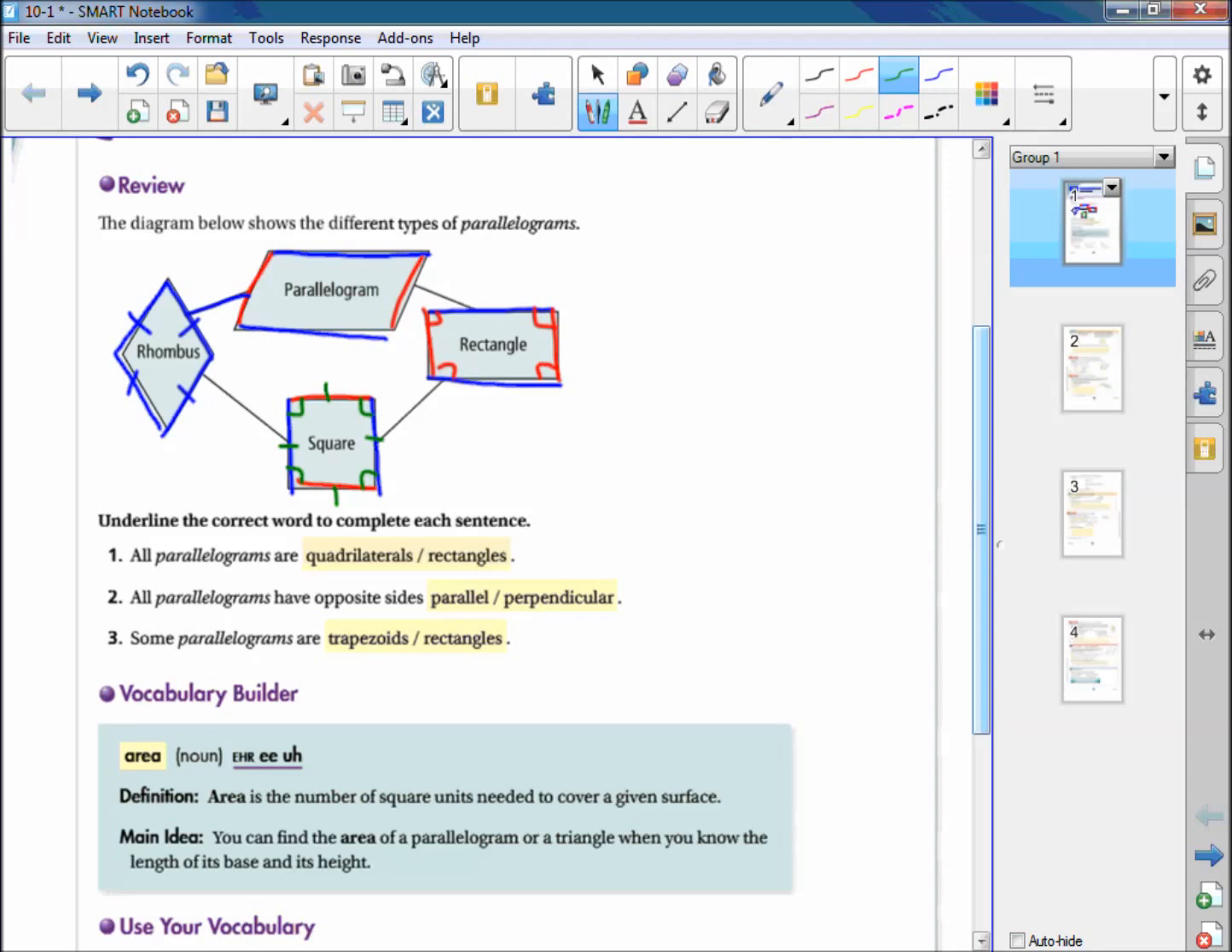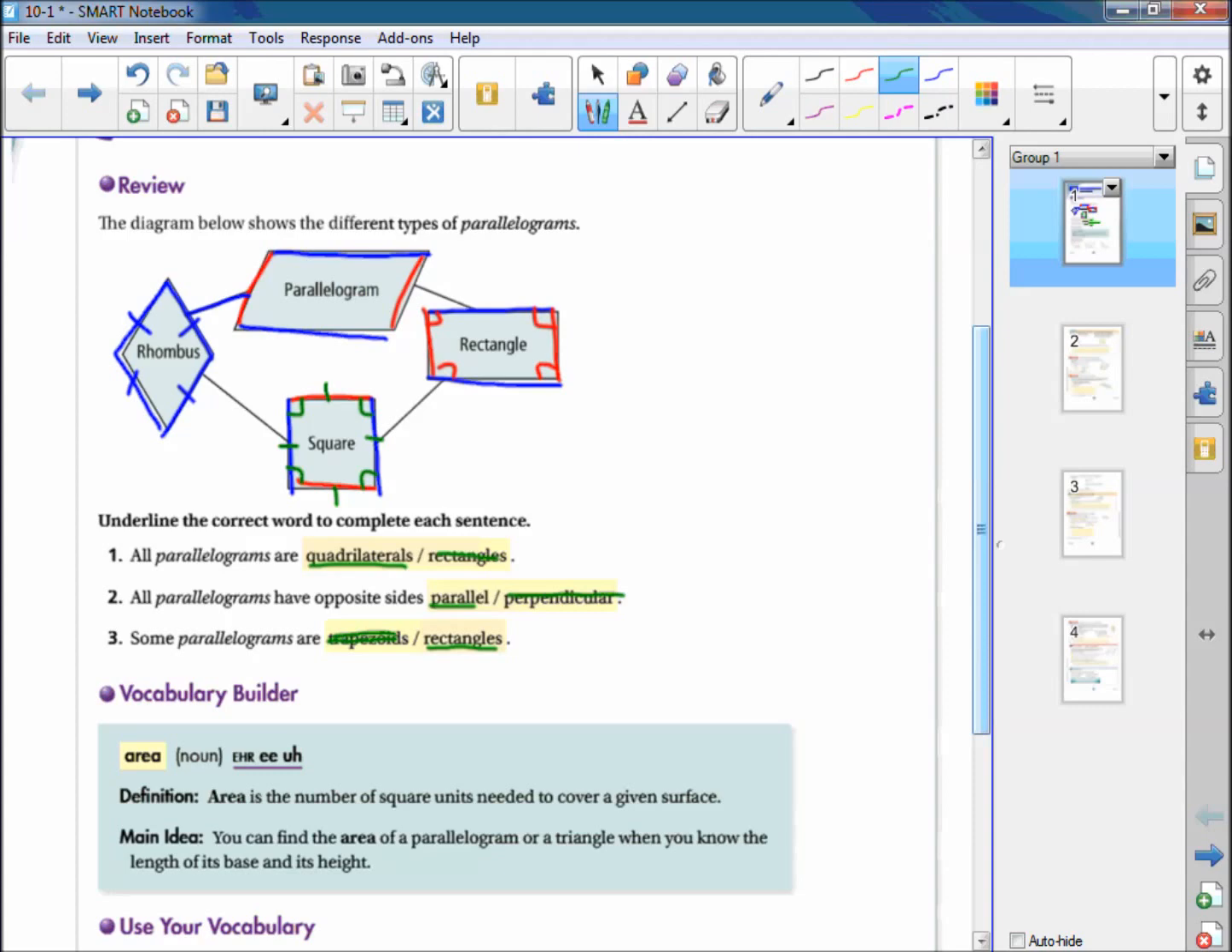All right, underline the correct word to complete each sentence. All parallelograms are quadrilaterals. Parallelogram just means it has four sides and opposite sides are parallel. It doesn't say anything about angles, so it can't be rectangles. All parallelograms have opposite sides parallel. Opposite sides are not going to be perpendicular ever. Some parallelograms are rectangles. A parallelogram is never going to be a trapezoid. A trapezoid is a special quadrilateral, remember, where it has only one set of parallel lines.